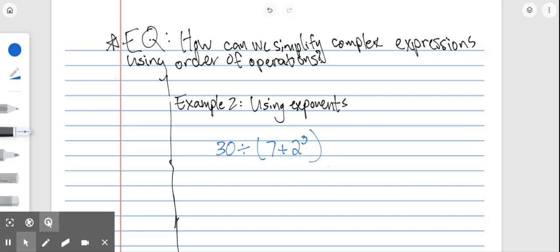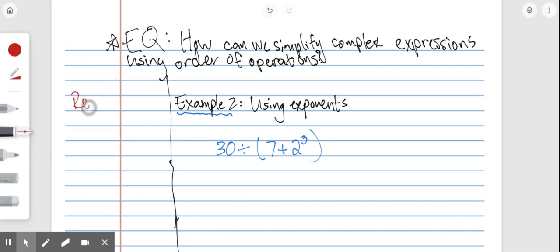All right, beautiful people. Today we're talking about how we can simplify complex expressions using order of operations. This is the same thing as yesterday, but now we're going to talk more about exponents and parentheses. I've written example 2, which is using exponents: 30 divided by parentheses 7 plus 2 to the third power. Before we get started, I want us to refresh on what we did yesterday.